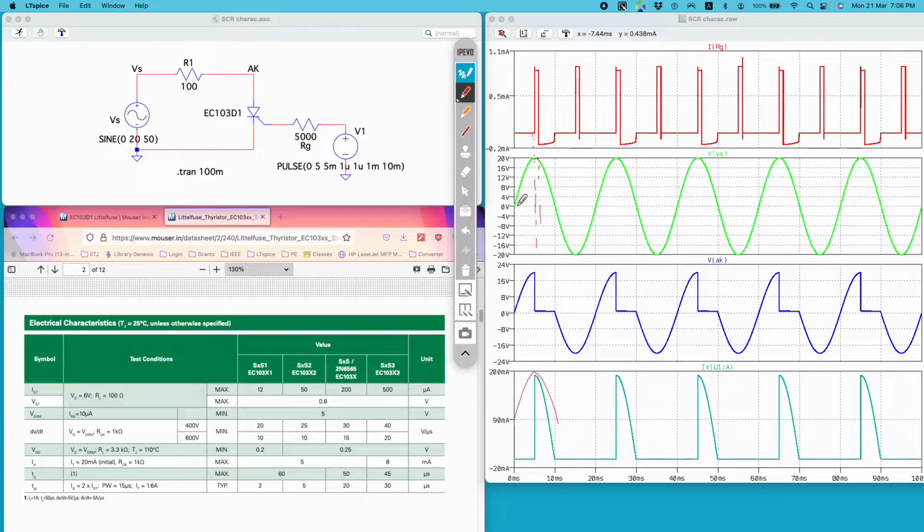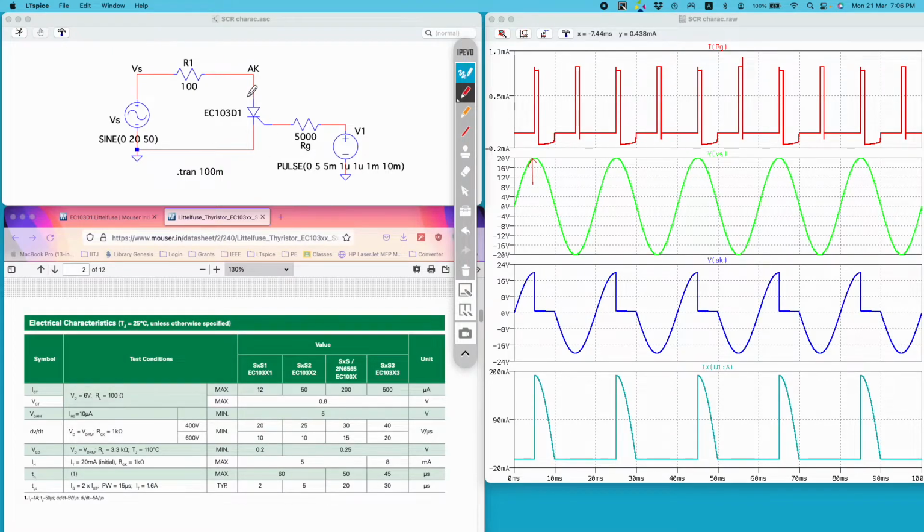Before this gate current pulse, the thyristor will remain off. So your thyristor is blocking the entire input voltage, right? Because current is not flowing, the voltage at this node will be the same as the voltage at this node. That is what is happening here: the output is following the input, see, till here we have the output voltage. Now at this particular instant we are injecting this gate current, so the thyristor turns on.